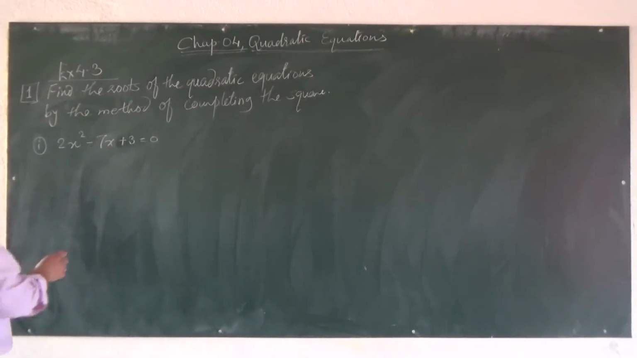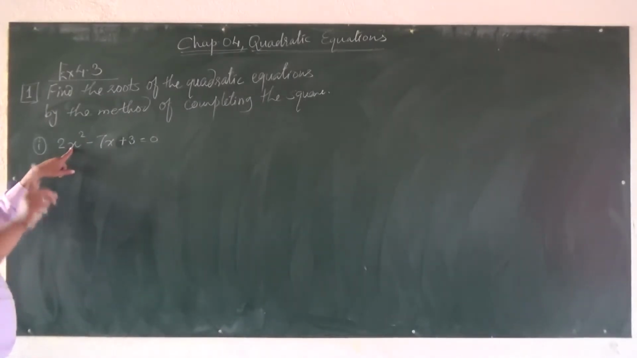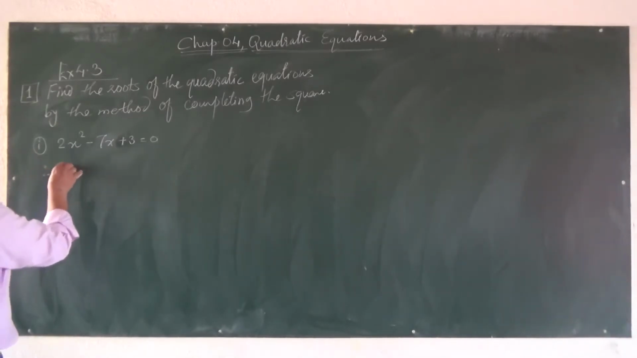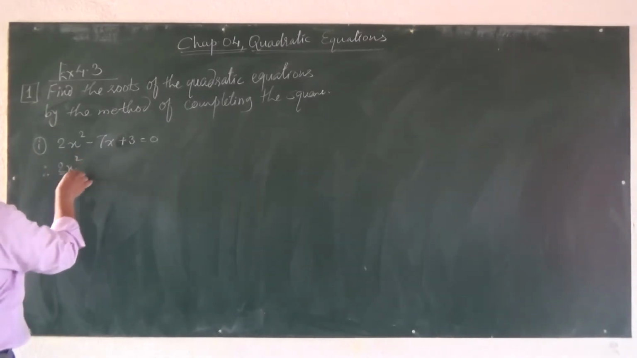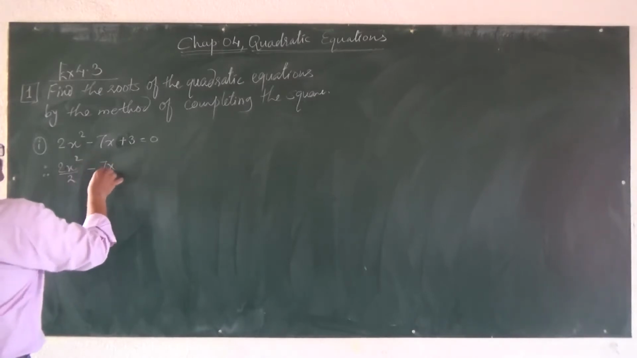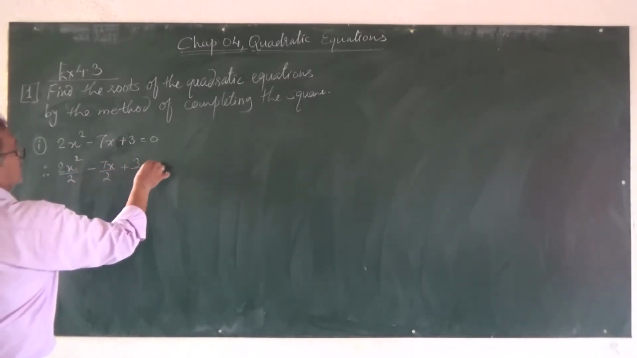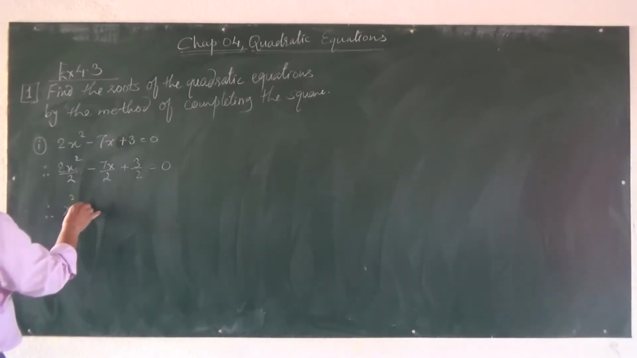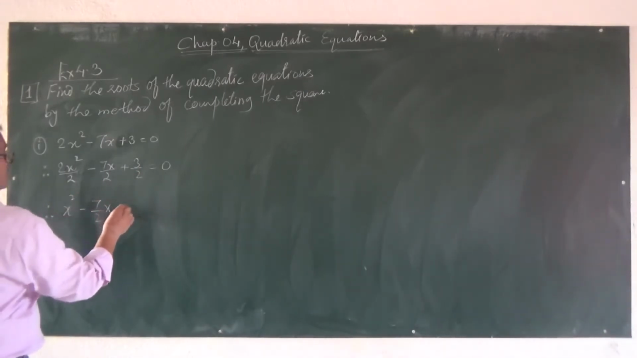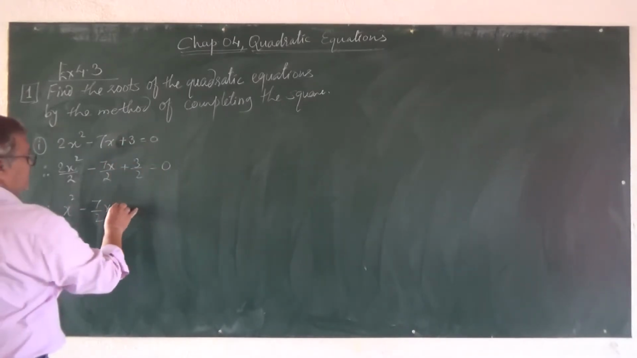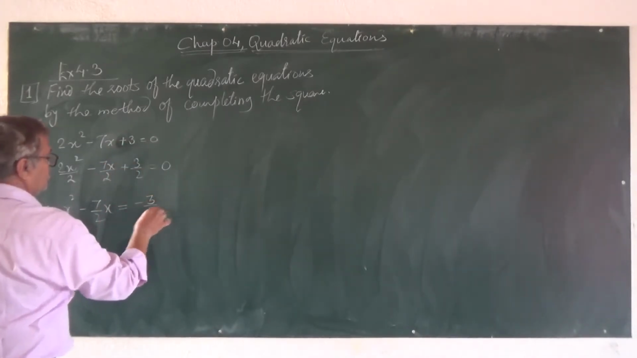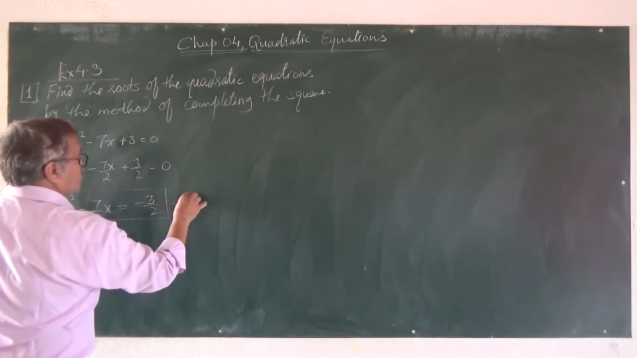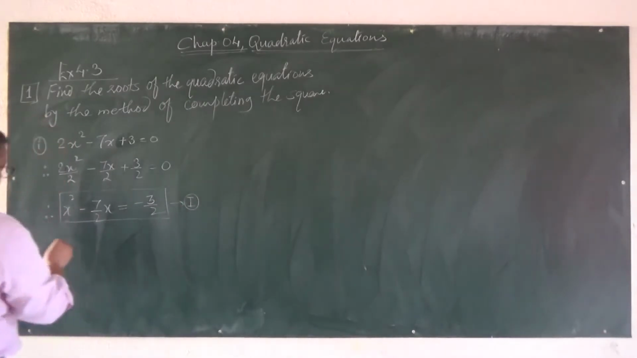What is the first step? Coefficient of x square should be 1. So here it is 2. So divide by 2. So 2x square by 2. Therefore you will get x square minus 7 by 2 x, and take the constant on the right hand side, so minus 3 by 2. You call this equation 1.